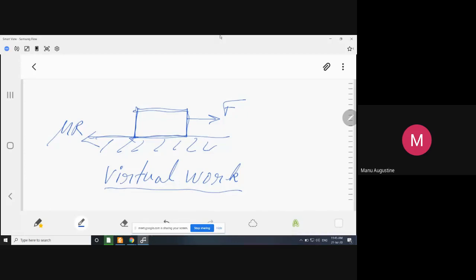So what I will do is I will imagine that the box has slightly moved towards the right direction. By how much distance? Let us say a very small distance, delta x. Now, did the box actually move in the right direction? No, it did not move. Then what is this delta x? This is what I call as the virtual displacement. Virtual displacement is an imaginary displacement given to a body which is in equilibrium.